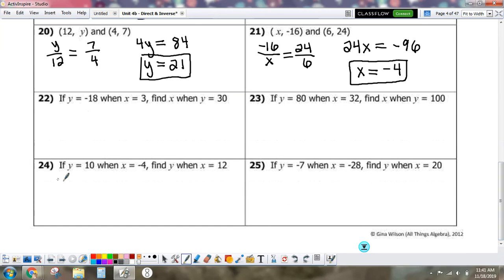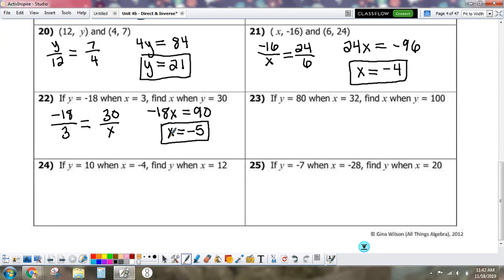Right, a couple more. If y equals negative 18 when x equals negative 3, find x when y is negative 30, or positive 30. Gosh, sorry. So you can rewrite these as ordered pairs if you want. You don't have to. It says y is negative 18, x is 3, equals 30 over x. Cross multiply, divide. Right? Same idea. It's just with words more than just the ordered pairs.